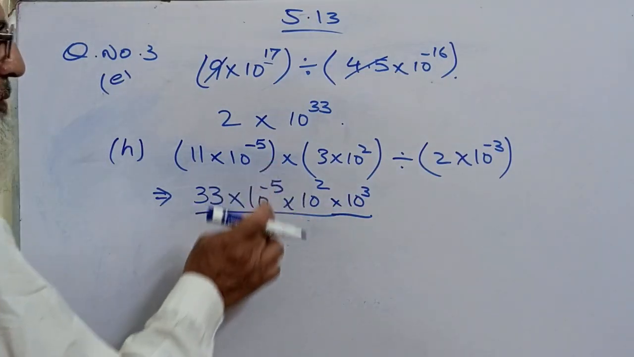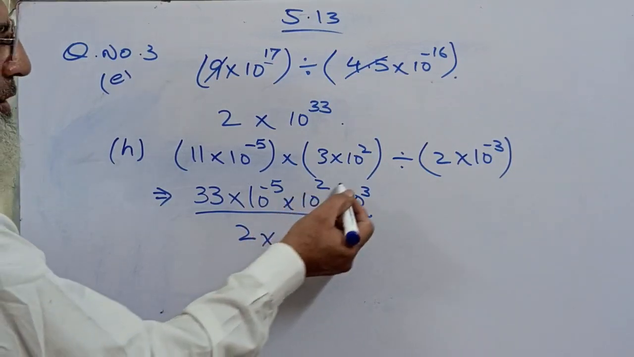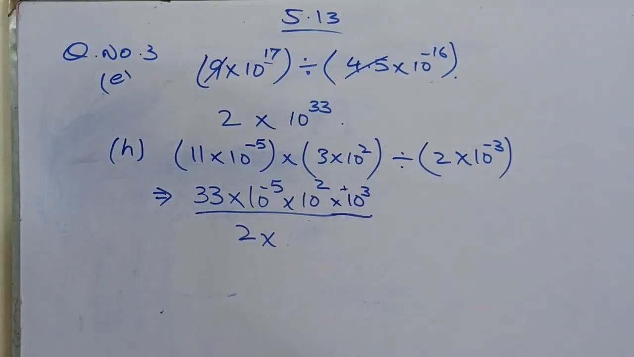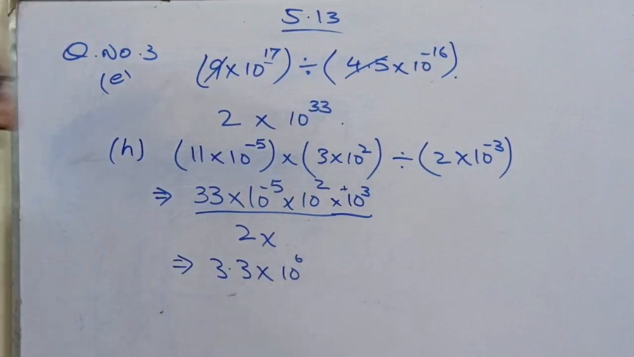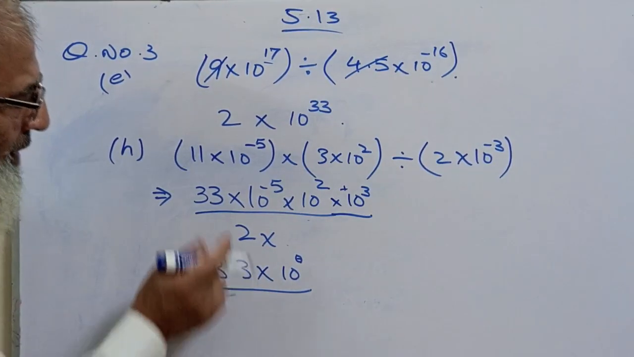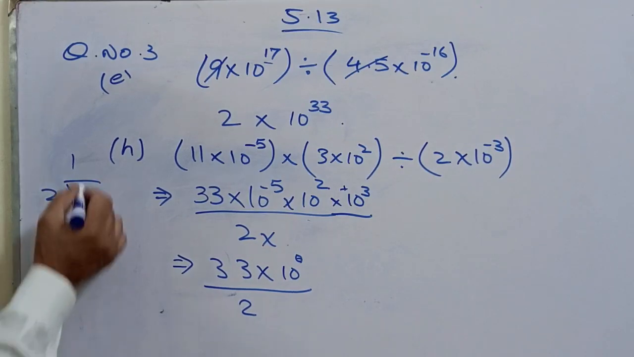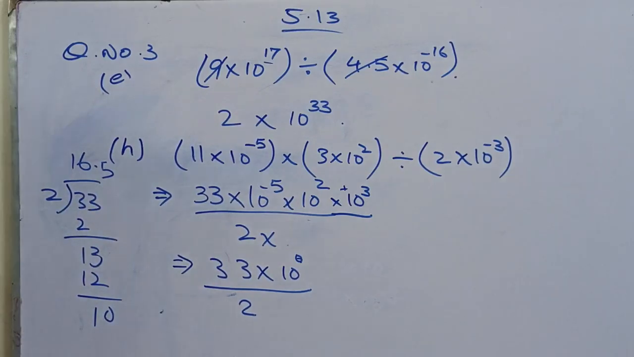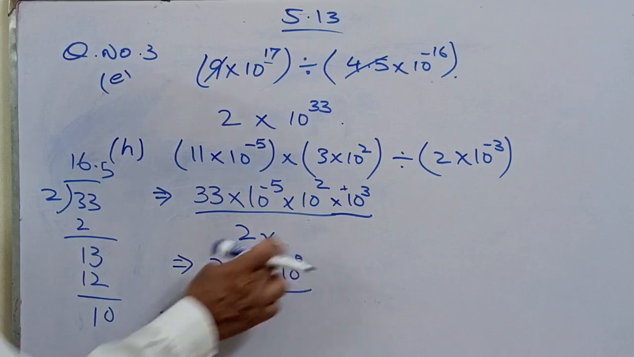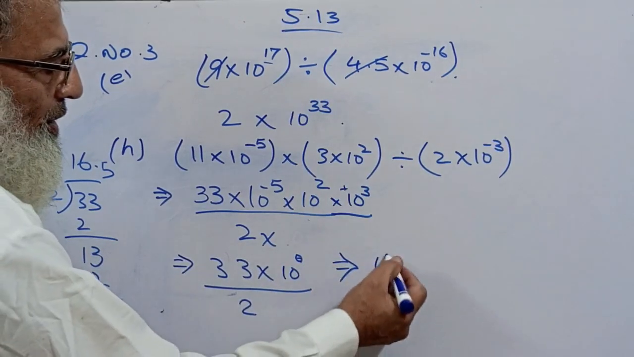About the exponentials, 10 raised to power minus 5, 10 raised to power 2, and 10 raised to power 3. It is quite evident that we'll be getting 2 plus 3, 5, and minus 5, 0. Now it will become 33, 10 raised to power 0, and it is 33 divided by 2. Now divide 33 by 2, it will become 16.5, and anything raised to power 0 is 1, so it will become 16.5.